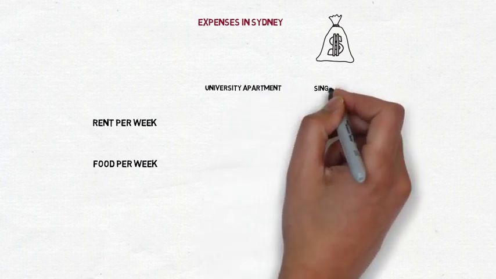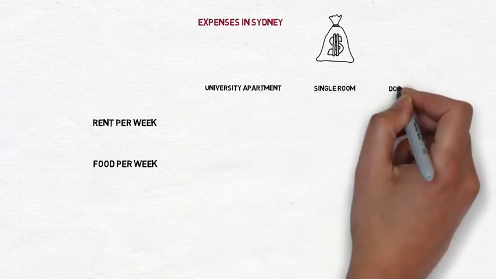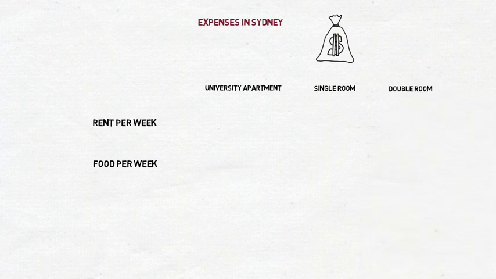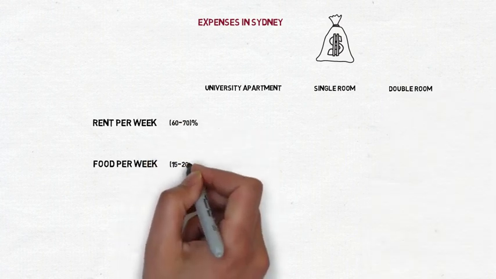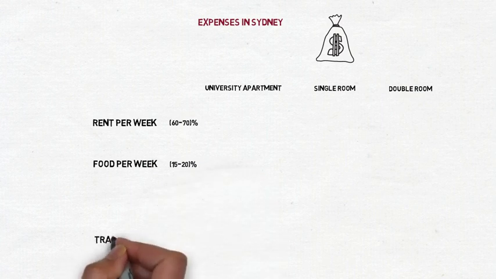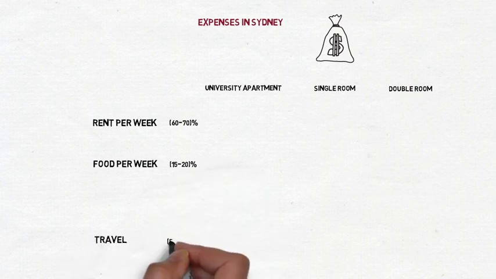Okay, so talking about the rent, you will spend around 60 to 70% on rent, and then 15 to 20% on the food, and then 5 to 10% on travel. I'm not going to talk about your university fees, because it depends on which university you are going to. It varies. For some universities it's expensive, for some it's not that much. So you have to decide which university or institute you want to go to.